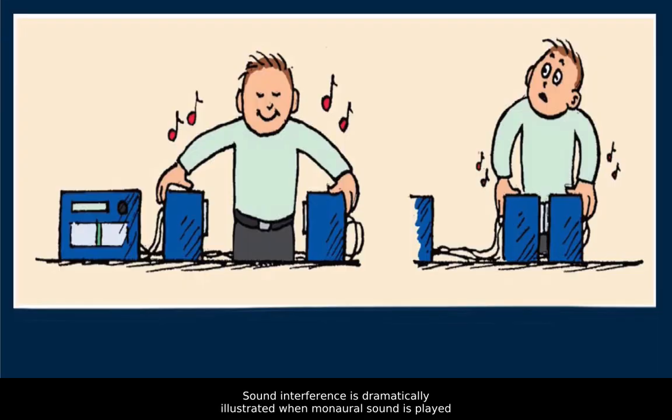Sound interference is dramatically illustrated when monaural sound is played by stereo speakers that are out of phase. Try this demo and amaze your friends. To put your speakers out of phase, simply interchange the input wires to one speaker, that's positive and negative wire inputs, reversed. Then for a monaural signal, when one speaker sends a compression of sound, the other sends a rarefaction.